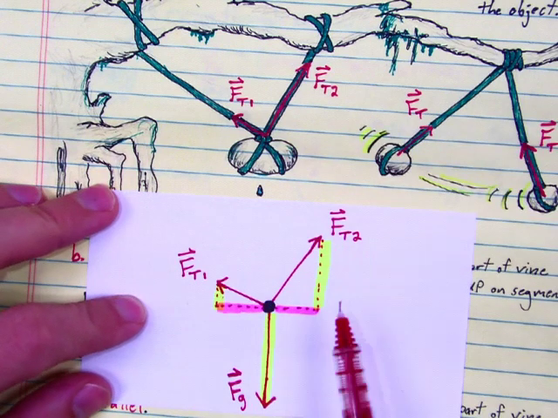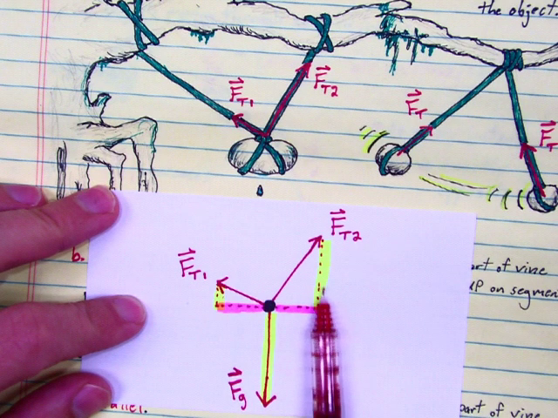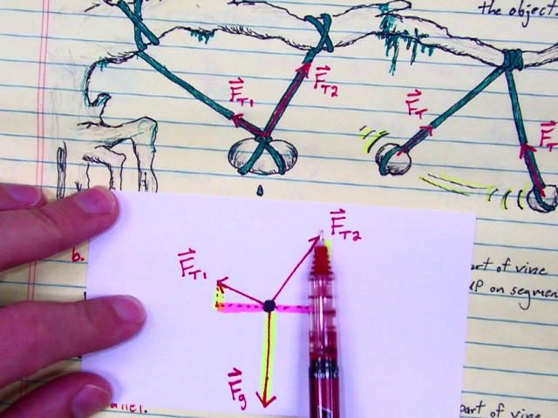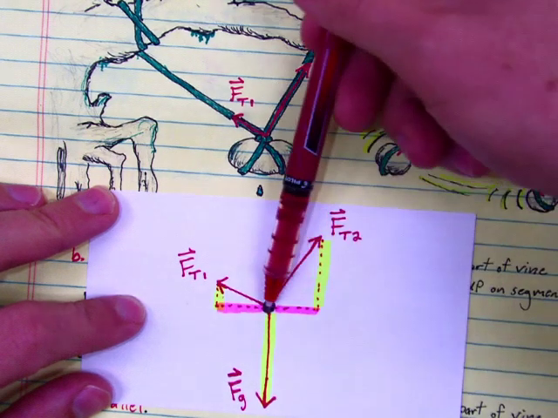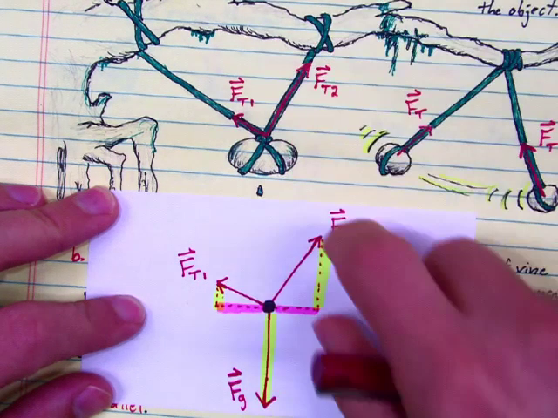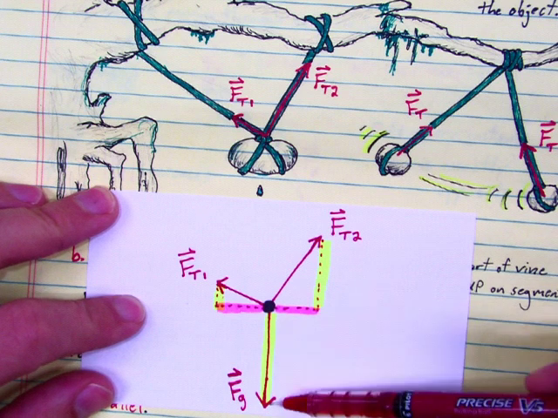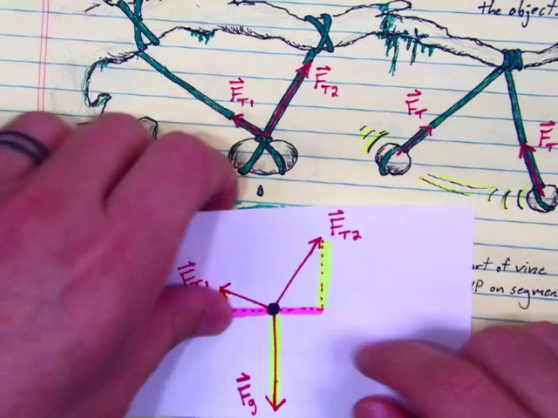Then vertically, this tension has a vertical component pulling up, this one has a component pulling up. This upward component plus this upward component should be equal in magnitude to this downward component. So this plus this should have sizes add up to that right there for an accurate diagram.